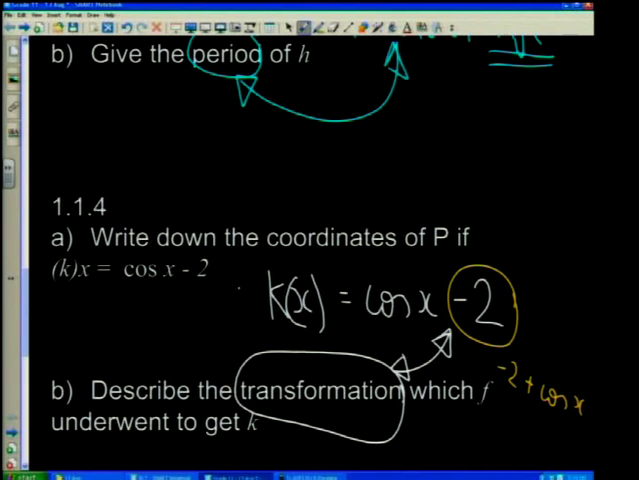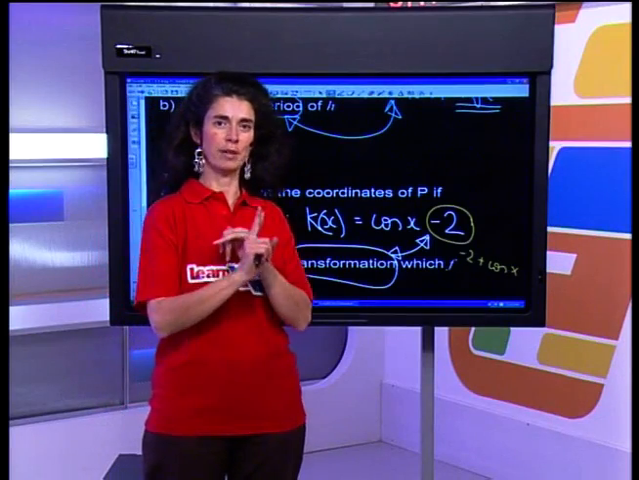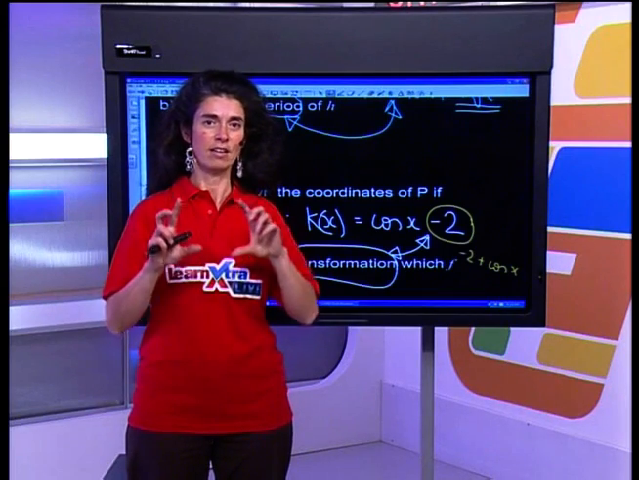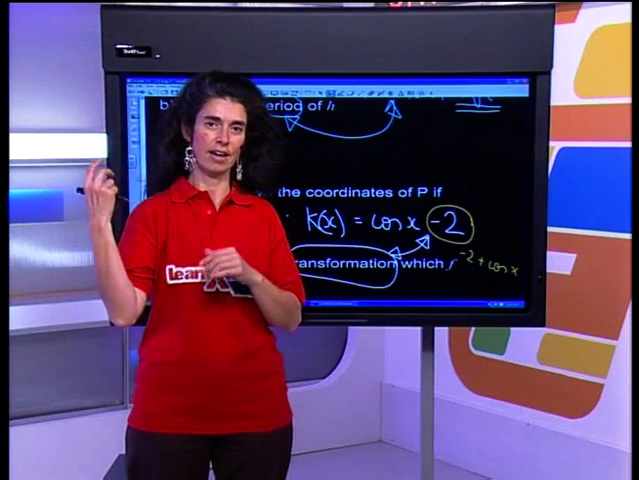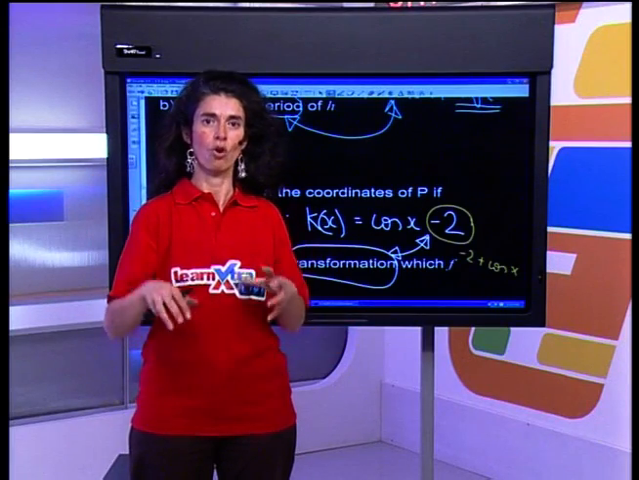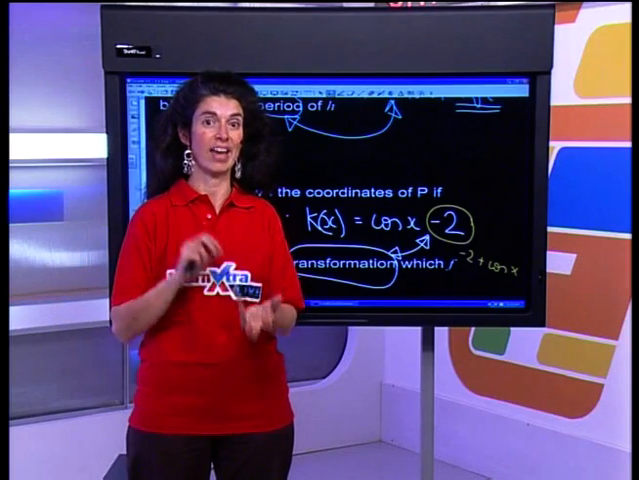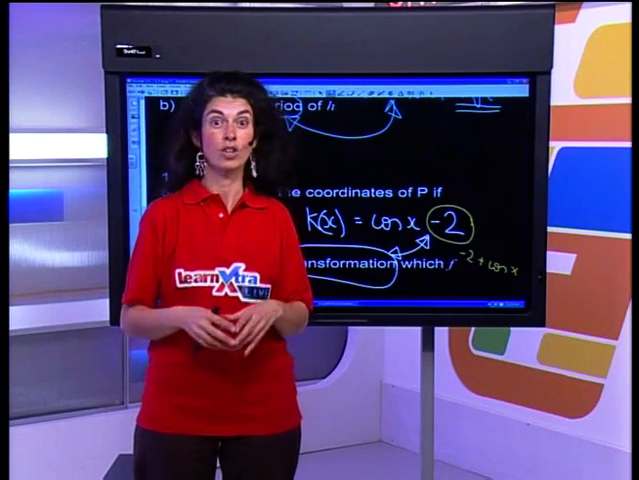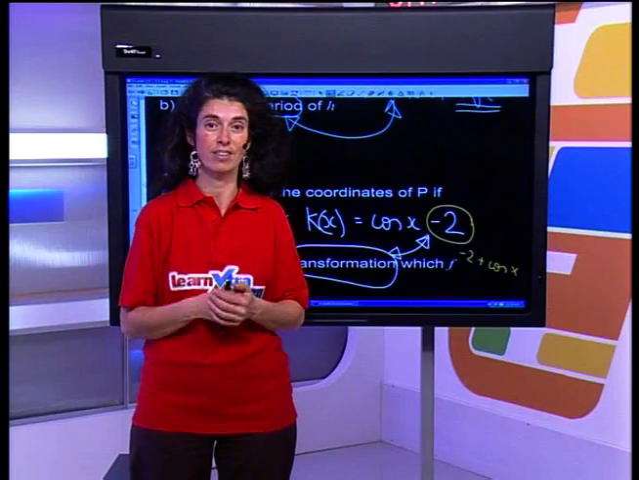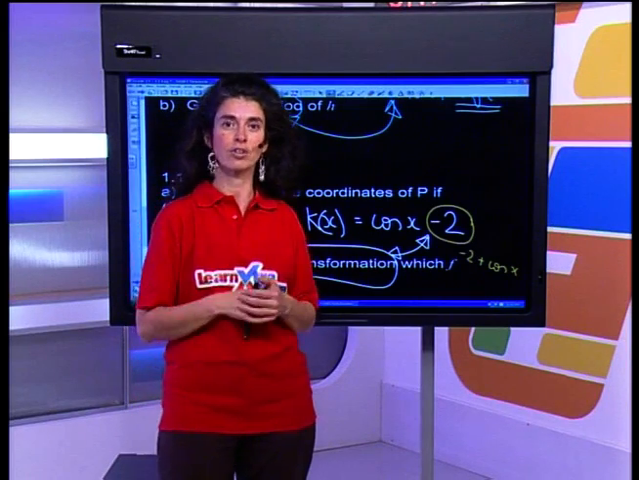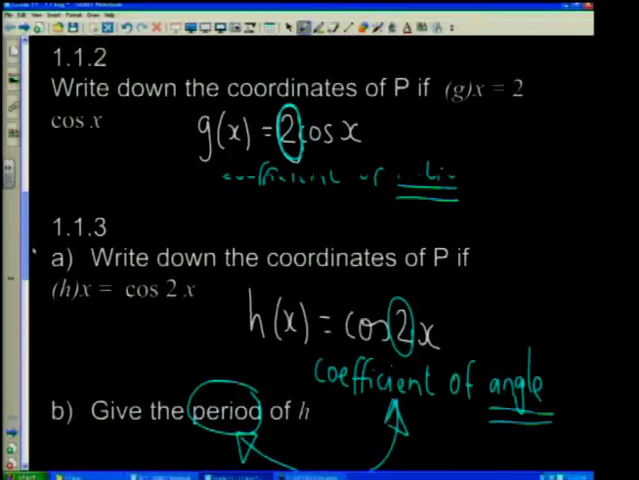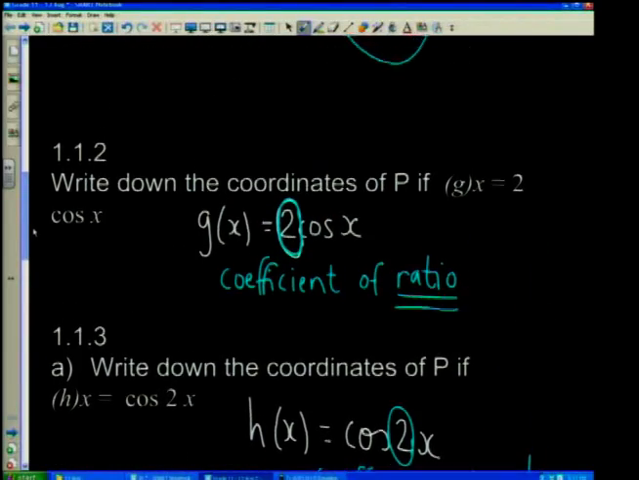All right, so we've seen those 4 different transformations. Coefficient of the ratio, coefficient of the angle, and then if we are adding a constant to the ratio, or if we are adding a constant to the angle. So there are 4 very different looking equations. So therefore we're going to see some very different things happening on the graph. Let's go back to the graph and let's do some discussion. Right, the first one is what happens if we've got 2 cos x.